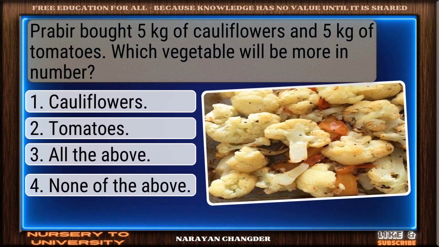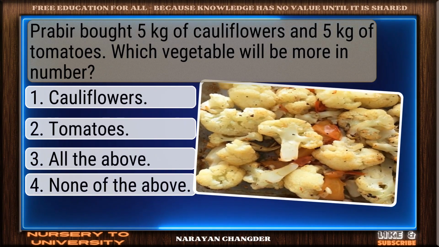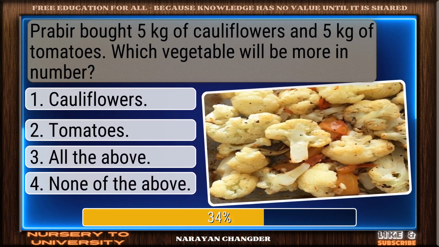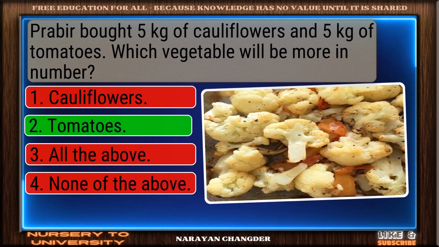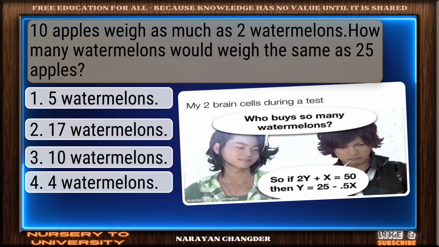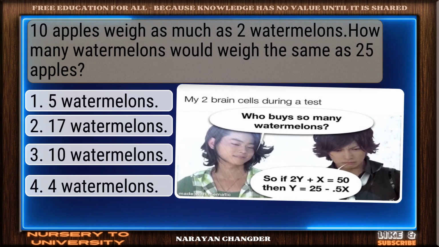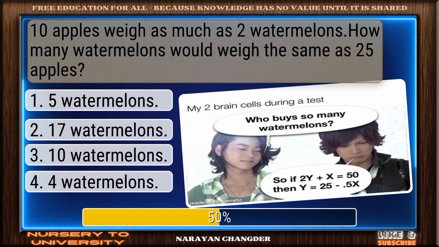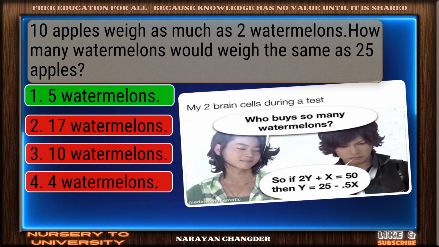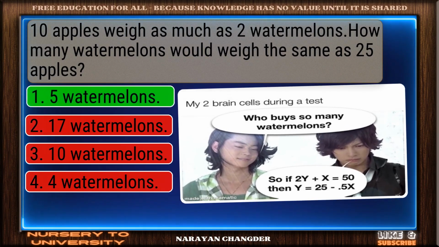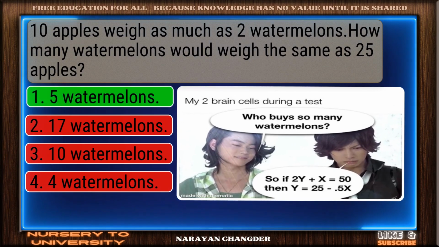Prabir bought 5 kg of cauliflowers and 5 kg of tomatoes. Which vegetable will be more in number? Nice selection. Tomatoes is the correct and valid answer. 10 apples weigh as much as 2 watermelons. How many watermelons would weigh the same as 25 apples? Clear logic. Your choice 5 watermelons is sound and 100% true.